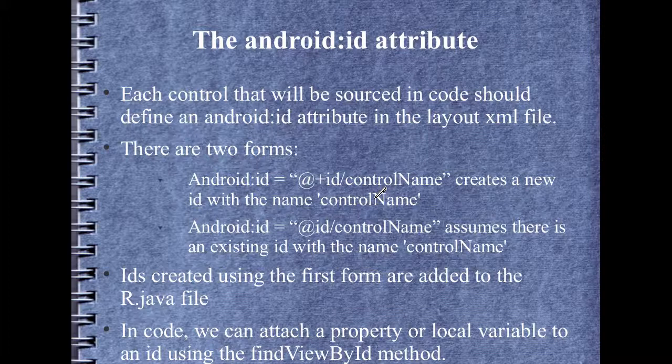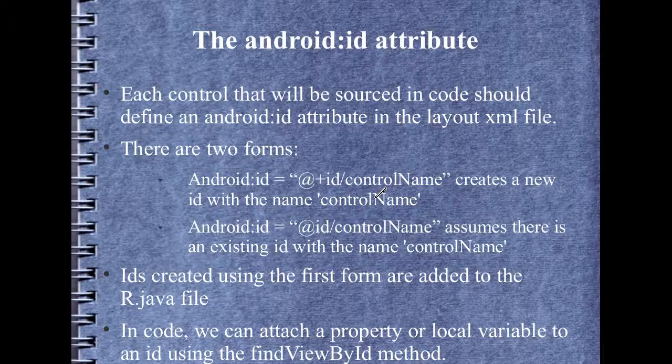It just makes more sense. In other words, the ID is not going to be created if it doesn't already exist. So always use @+id/ and then the name of the ID. These are integers, and they will be defined in a file called R.java. R.java is nothing we can modify. We can look at it, but we can never modify it. It will be modified for us as we create these IDs.